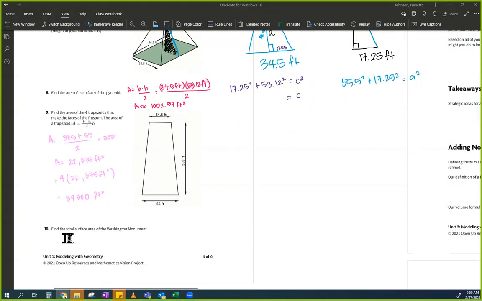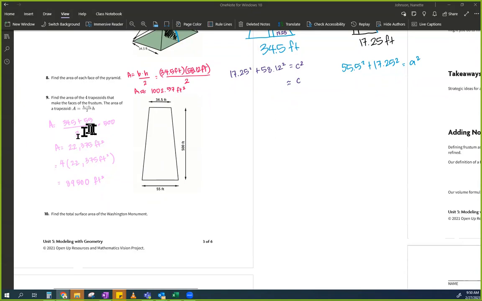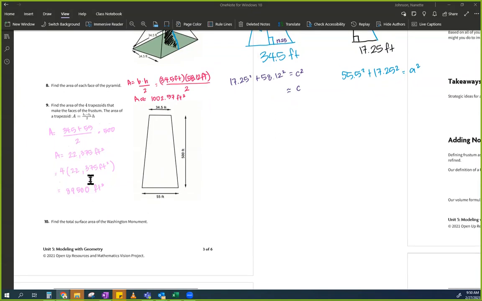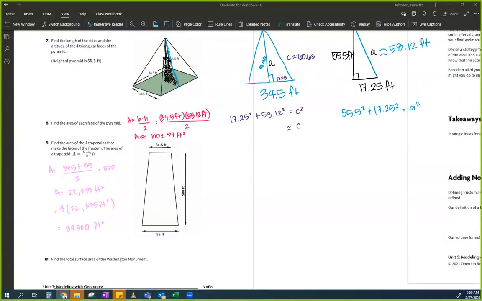Now, okay, so here's number 10. Find the total surface area of the Washington Monument. Well, that's just the frustrum, what I already found here, plus the pyramid, which is up here. And I already found one of the faces, so I'm going to have to go back and grab all 4 faces. So my formula is going to look like this. If I break it down, it'd be 4 of the trapezoids, plus 4 of the triangles, which is going to give you your total surface area.